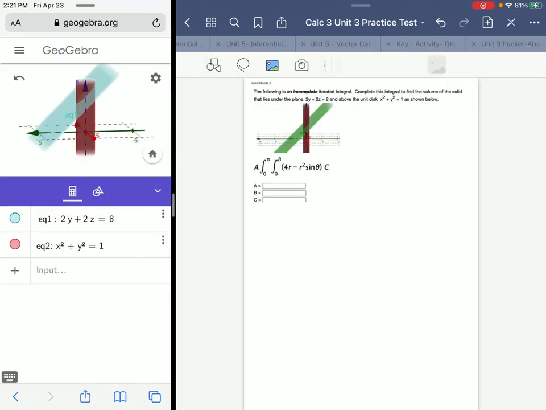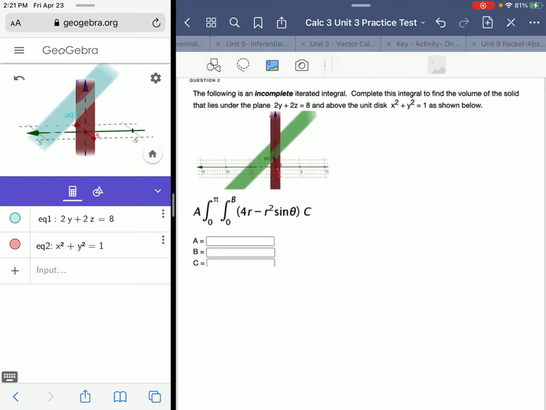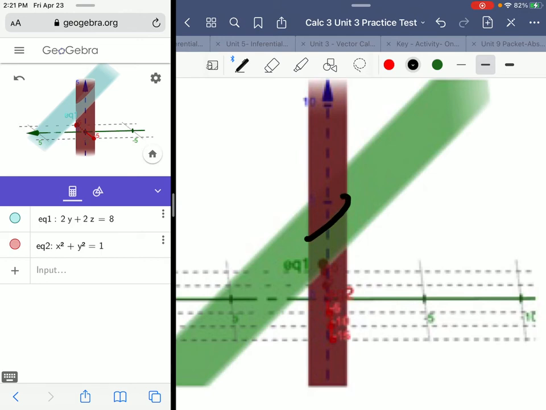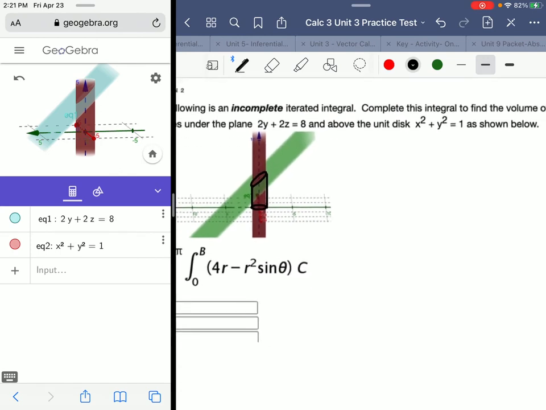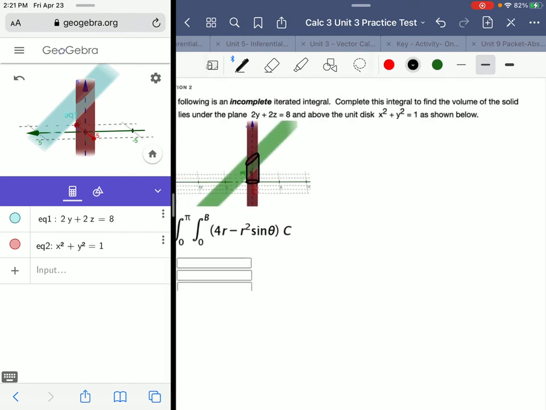So we have an incomplete iterated integral. We need to find the volume that lies under the plane 2y plus 2z equals 8, and above the disk x squared plus y squared equals 1. All right, so we're looking at something that is circular in nature. We have an elliptical intersection here. We have a circular base region. So if I want to find the volume, I'd be looking at a double integral in cylindrical coordinates.